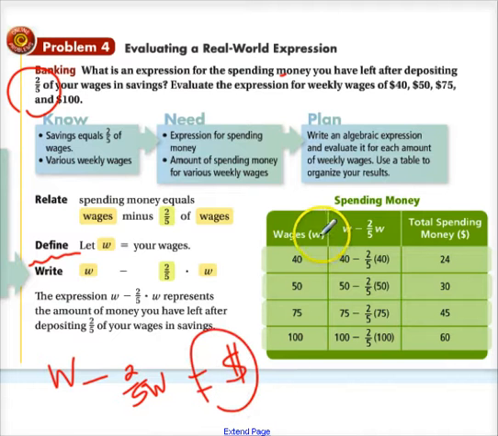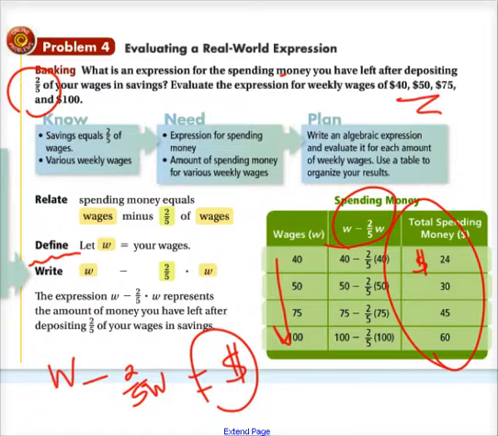So when you have that expression, you can put it into a table. Now we can fill in our W values for whatever they want us to. So now I plug 40 into my equation, use order of operations, and I get spending money. Put 50 into my equation, get my spending money. So you just kind of plug into your expression and you get answers. Okay?